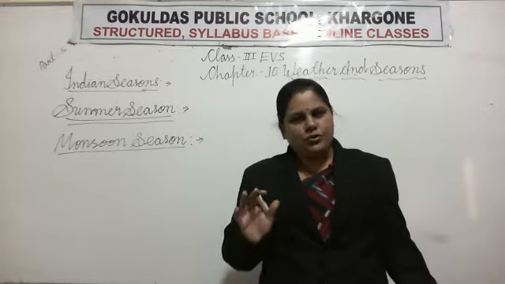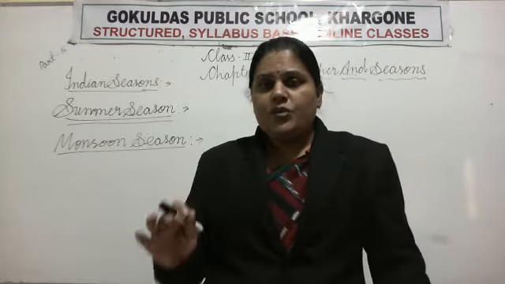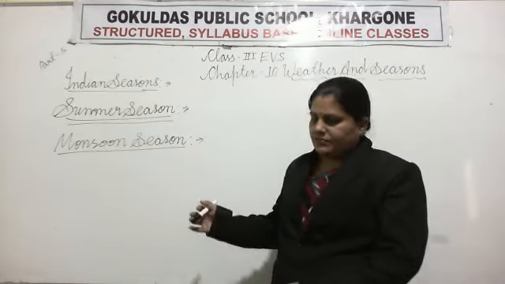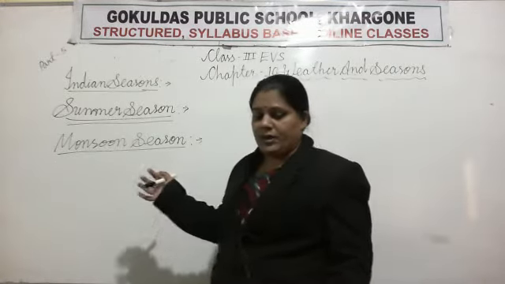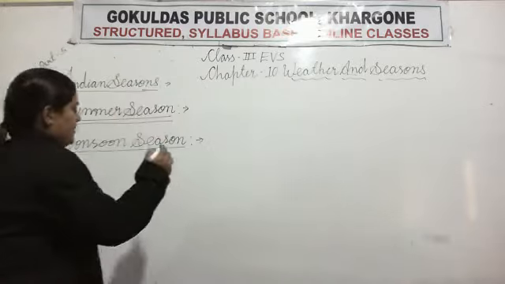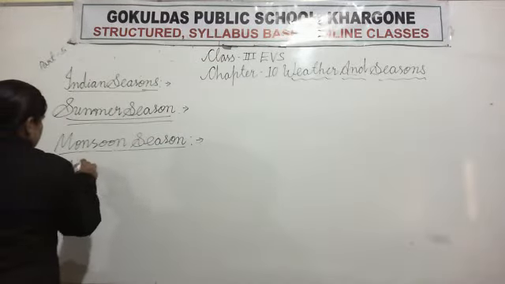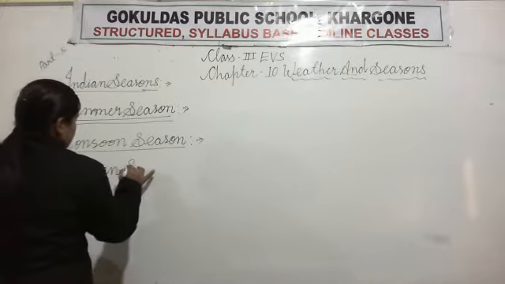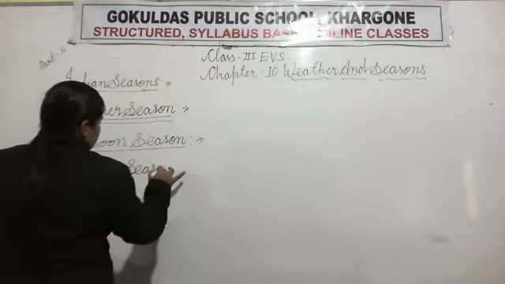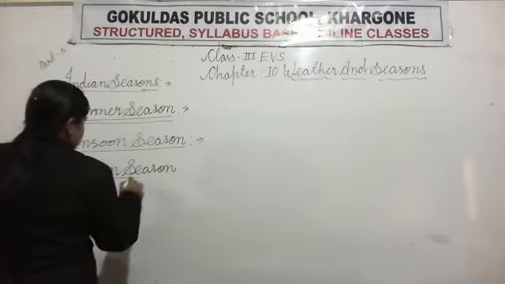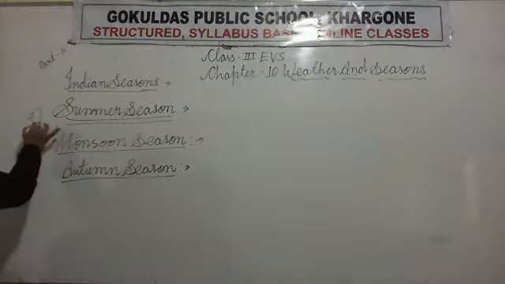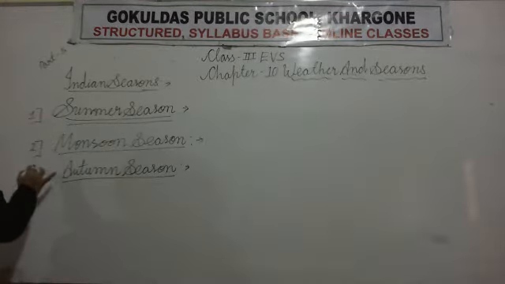So do not eat uncovered food. Okay. Now move on and we will discuss about the autumn season. Autumn season, right? So summer number 1, monsoon number 2, autumn number 3.